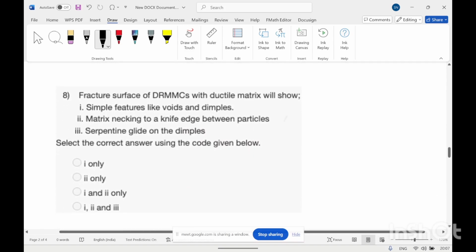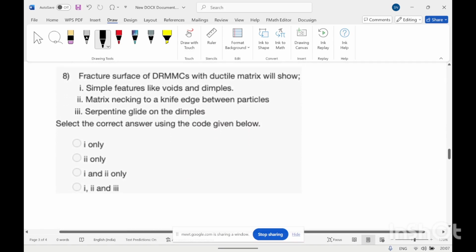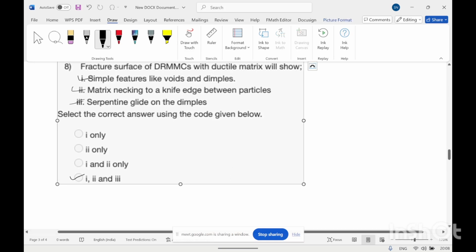In the eighth question, fracture surface of discontinuously reinforced metal matrix composite with ductile matrix shows simple features like voids and dimples. Yes. Matrix necking to a knife edge between particles and serpentine glide on the dimples. So all three options are correct for the fracture surface in DRMMCs.